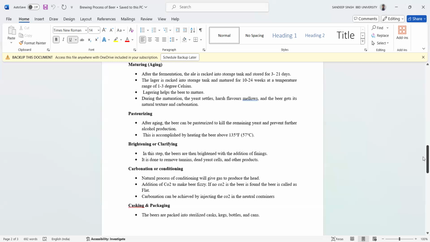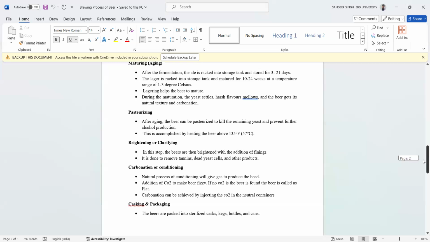Next is carbonation or conditioning. Natural process of conditioning will give gas to produce the head. Addition of carbon dioxide makes beer fizzy. If there is no CO2 in the beer, the beer is called flat. Carbonation can be achieved by injecting CO2 in neutral containers.